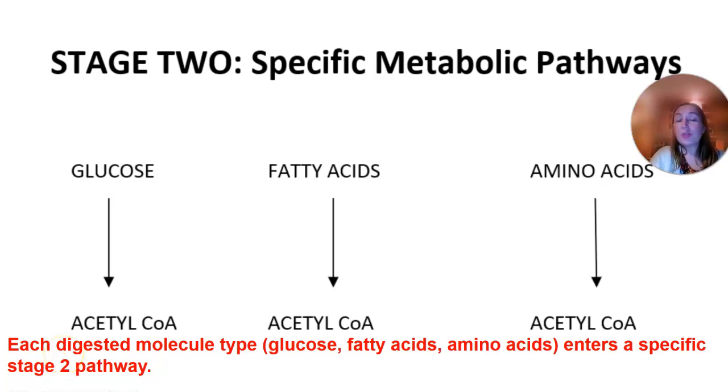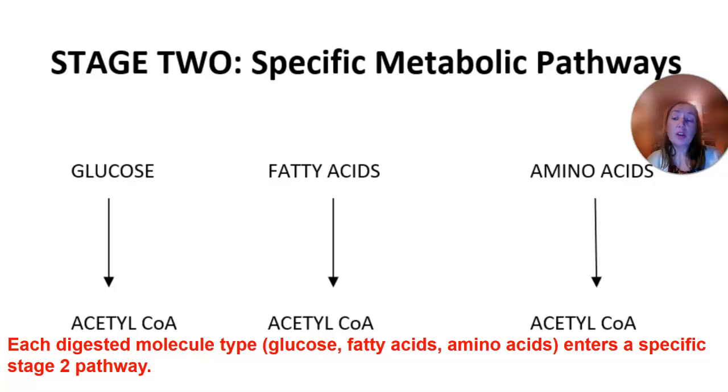So, in stage 2 of metabolism, there are specific metabolic pathways that are used to convert glucose, fatty acids, and amino acids to acetyl-CoA. So, the pathway is specific for glucose, there's a specific pathway for fatty acids, and there are specific pathways for amino acids. We'll get into more details of what those pathways are later. But for this video, we want to dive into what is acetyl-CoA and how does it work.